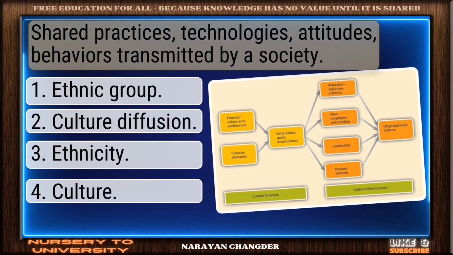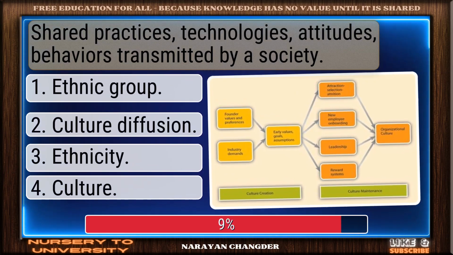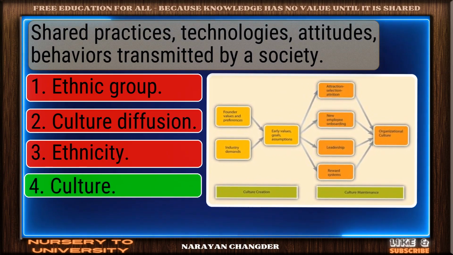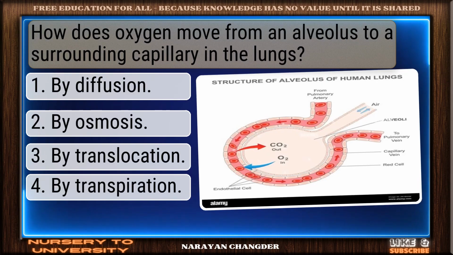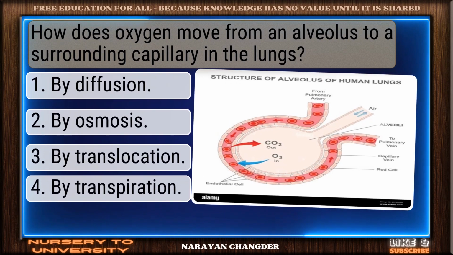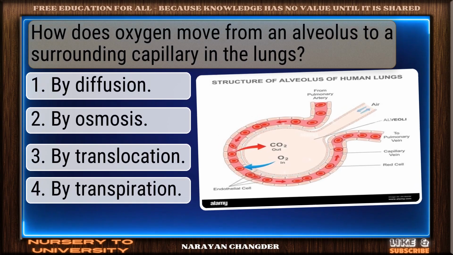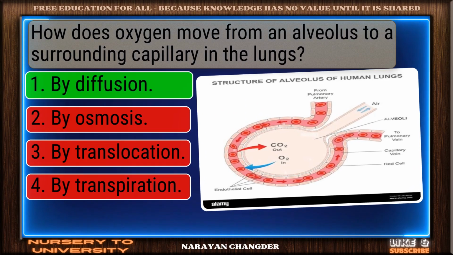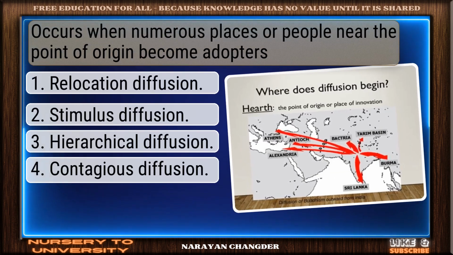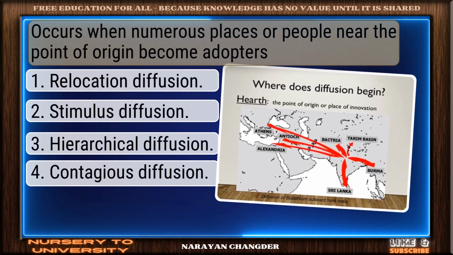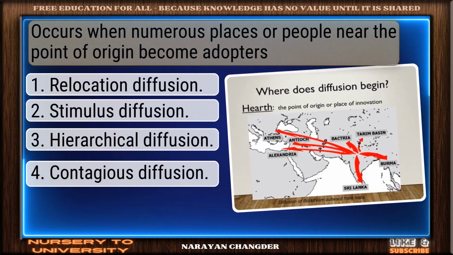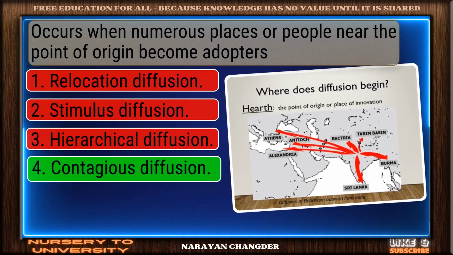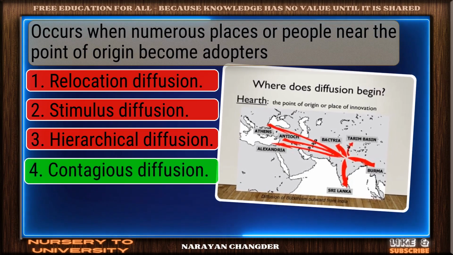Shared practices, technologies, attitudes, behaviors transmitted by a society. Right again. Culture is a valid answer. How does oxygen move from an alveolus to a surrounding capillary in the lungs? You got it. Your choice, by diffusion, is right. Occurs when numerous places or people near the point of origin become adopters. Nicely done. Contagious diffusion is a solid answer.